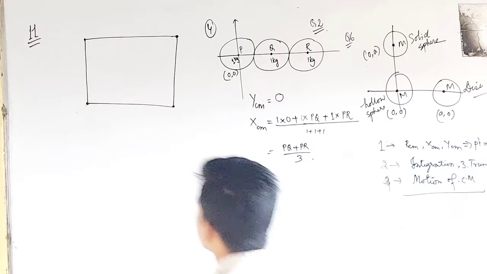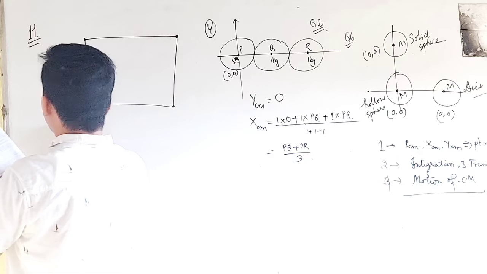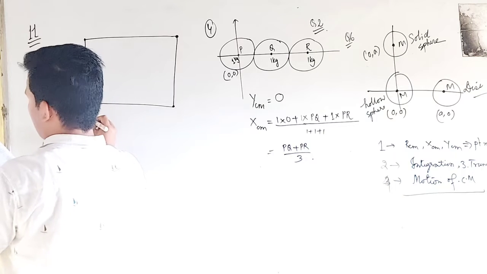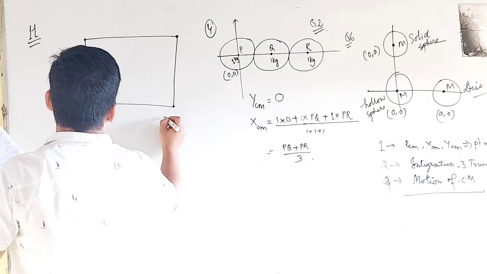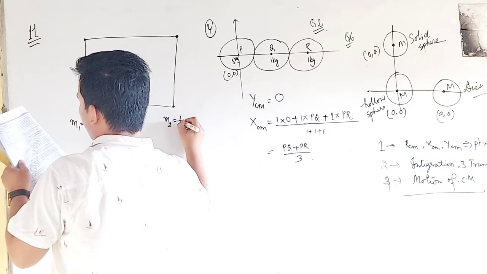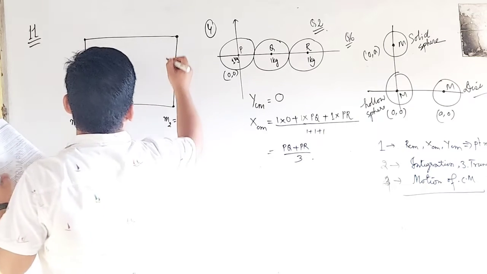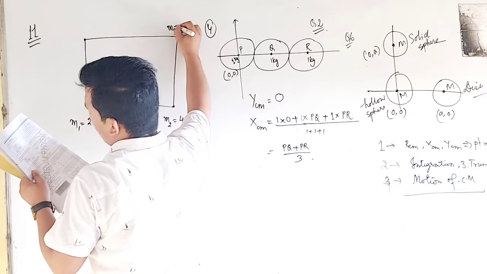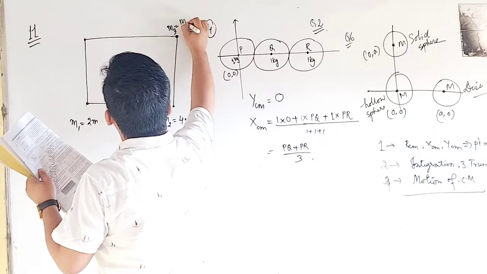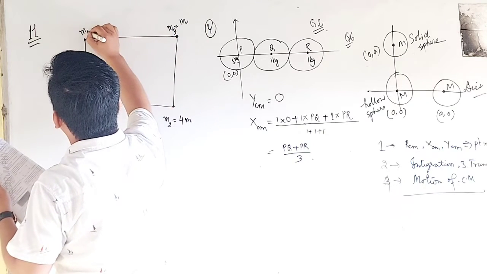M1 is equal to twice M. What about your M2? M2 is given as 4M. And what about your M3? M3 is equal to M, then we have to find out the value of M4.